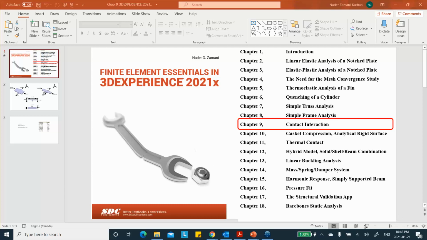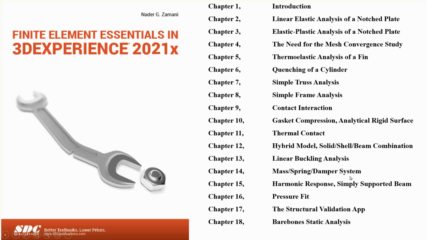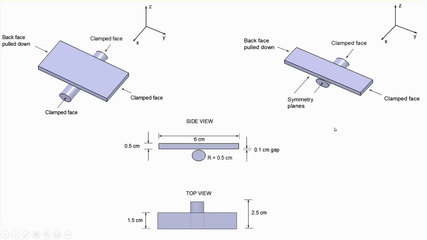Okay, this is the video tutorial for chapter 9 of my textbook, Finite Element Essentials in 3D Experience. And chapter 9 deals with the subject of contact interaction between two parts, basically. So what we have here is a cylindrical part, which is down below this rectangular one, this cube one.